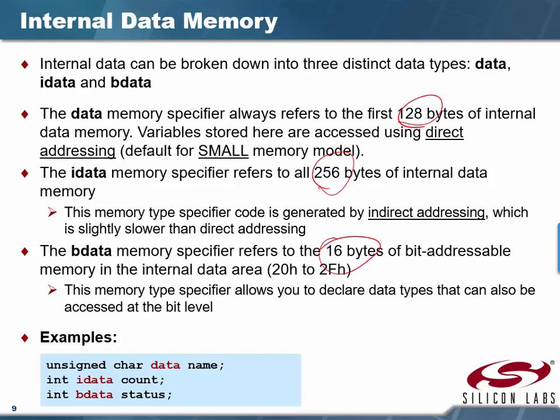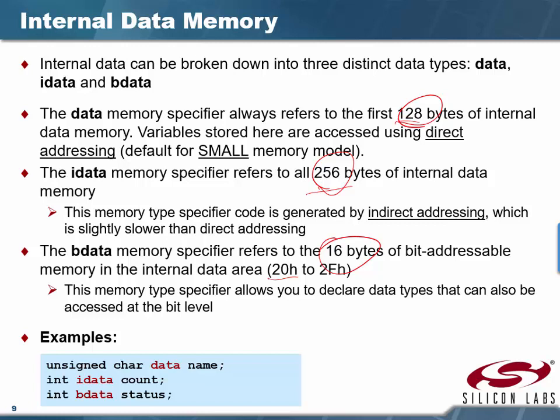So what we're saying here is that we can place something in data, iData, or bData. Or we can just leave that blank and let the compiler stick it wherever it wants. This simply says that if we say data, it's going to be in the first 128 bytes. If we use iData, it's going to be somewhere in the 256. And if it's bData, it's going to be in the 20 to 2F range.